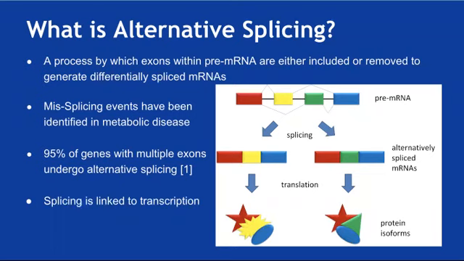So it's a very common occurrence in our genome. Most of our genes with multiple exons undergo this process. It's essentially how we generate protein diversity. So we have like 25,000 genes, yet we're able to generate nearly 90,000 proteins and above.